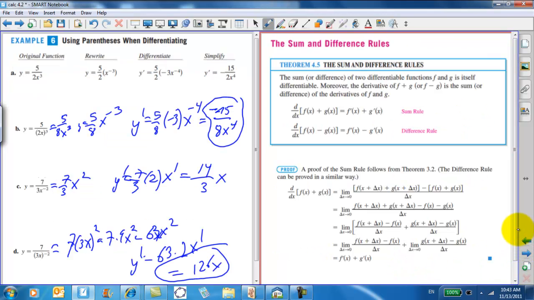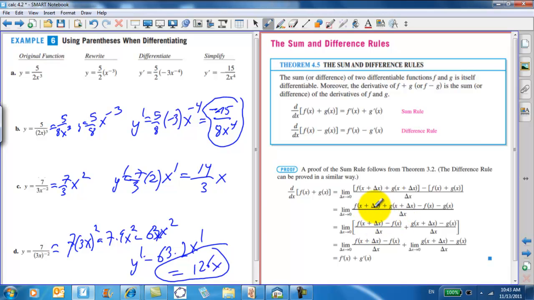Now, sum and difference rules. The derivative of a sum is the sum of the derivatives, and the derivative of a difference is the difference of the derivatives. Notice this does not apply to multiplication and division. We're going to have a whole other section on that next. And here's the proof where you can see how things get shuffled around.